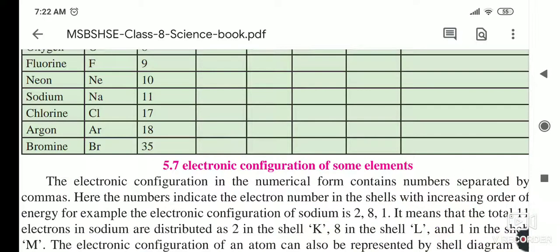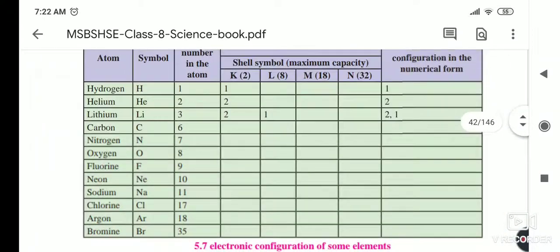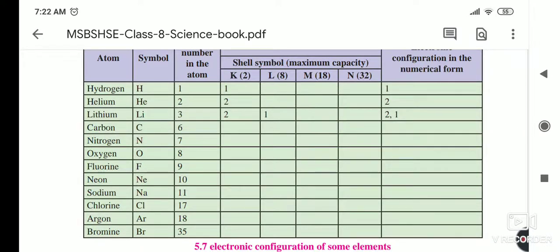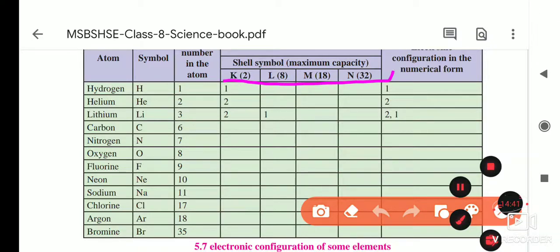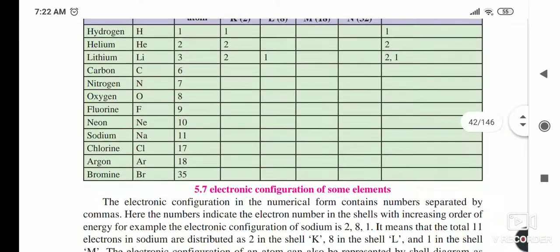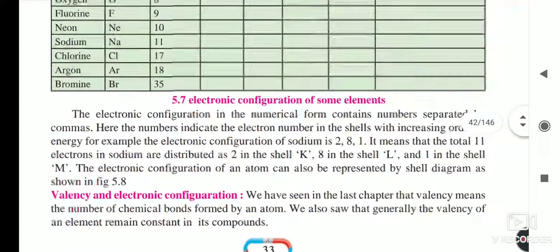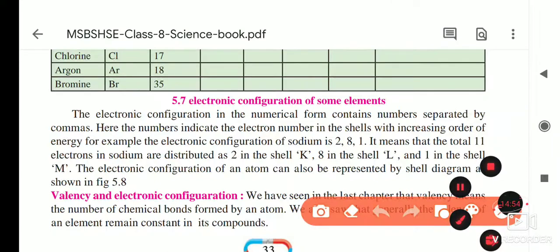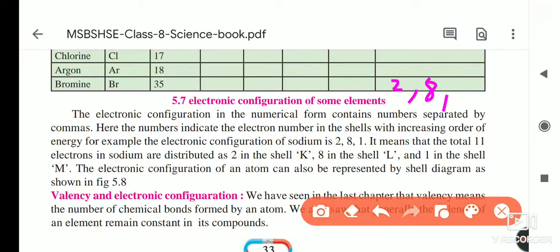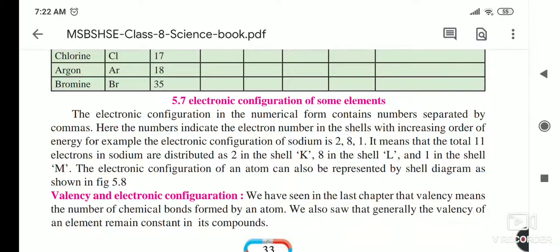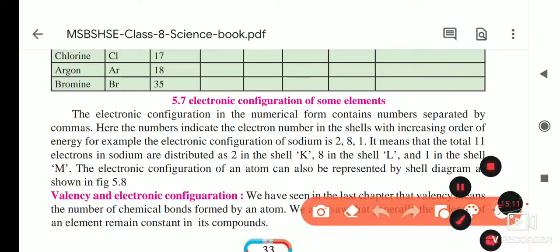Now we saw this chart, and in this chart we saw how the electronic distribution is. In this way every element has its own electronic configuration according to the shells. We distribute the electrons according to the capacity. So all of you complete this box first and send it to me. The electronic configuration in numerical form contains numbers separated by commas. Here for argon we wrote 2, then a comma, then 8, then a comma, then 18, then a comma, and then 7. We have to write commas between the numbers whenever we write the electronic configuration.